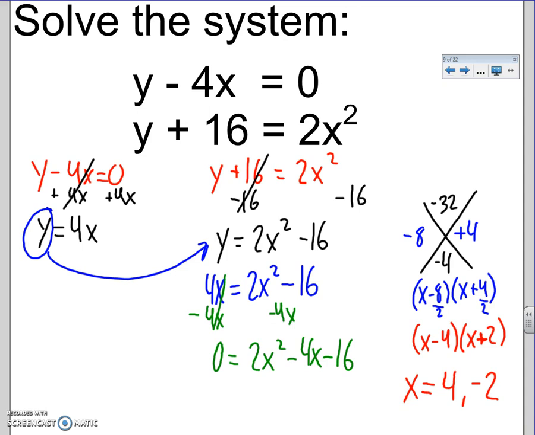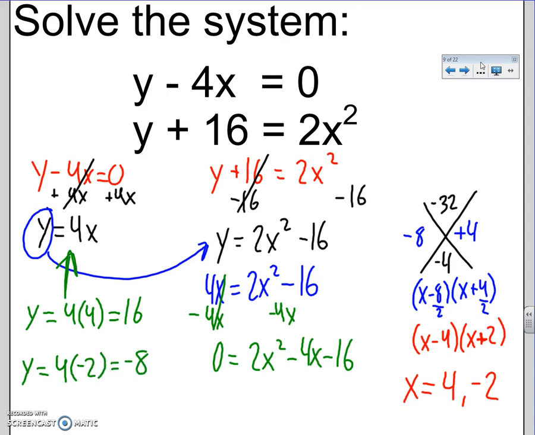Now, that's our x. I've got to find the y, so I've got to find the points where they intersect. All you have to do is plug them in. You can use any equation you want. I'm going to use this original one right here. It says y equals 4 times x. Well, the first x is 4. That gives me 16. For the second one, y equals 4 times x. x is negative 2. That gives me negative 8.